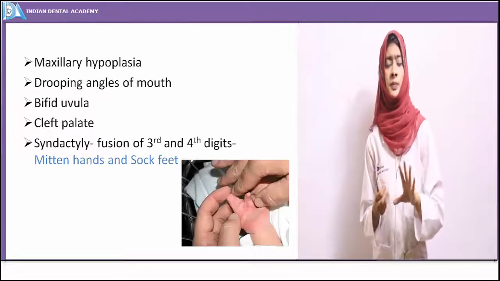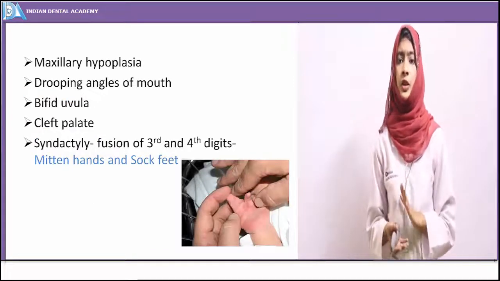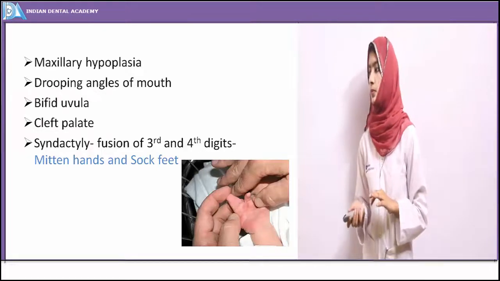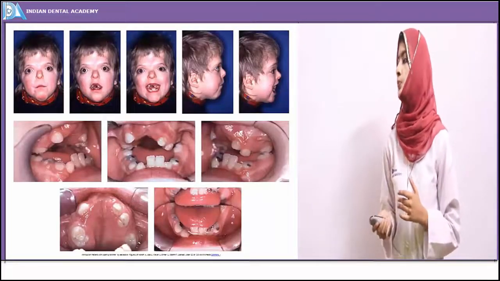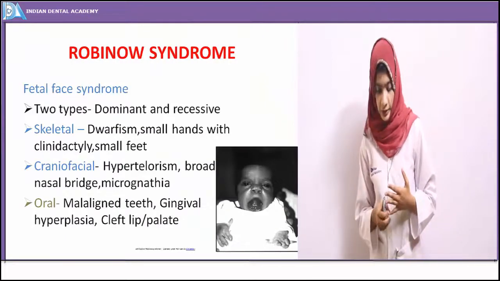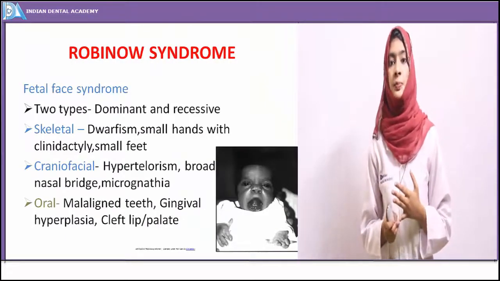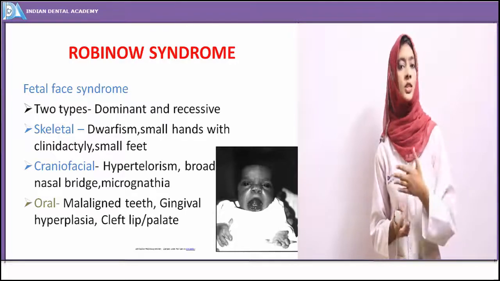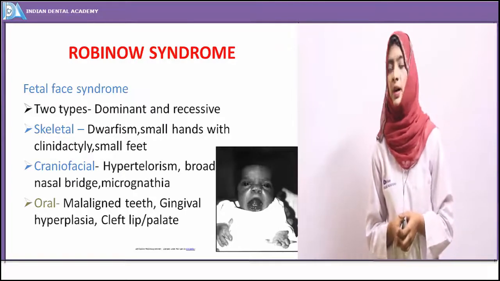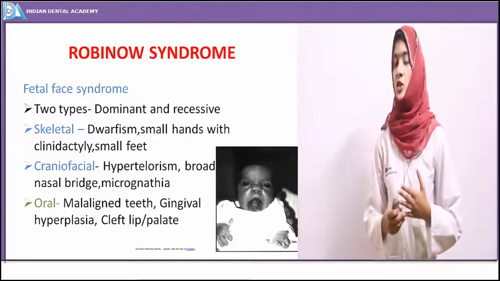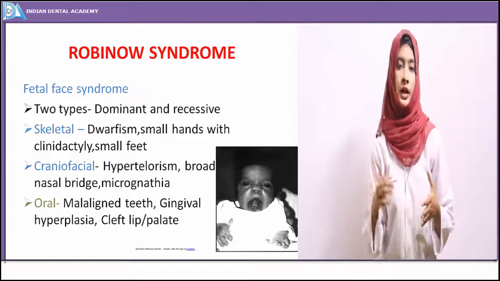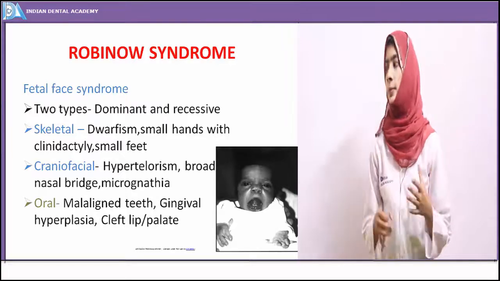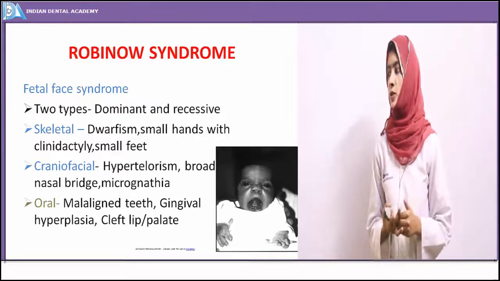Sometimes all of the digits may be fused. So that's Apert syndrome. Now the other skeletal dysplasia is Robinow syndrome. The name was given by the author Robinow, who noticed some characteristic facial features in an 8-month-old infant. He reported them, and they have been described as Robinow syndrome.